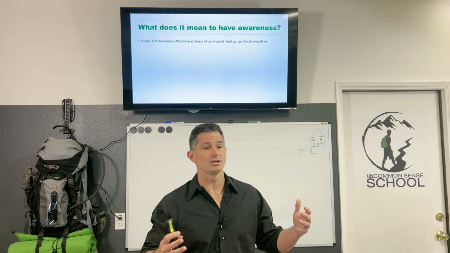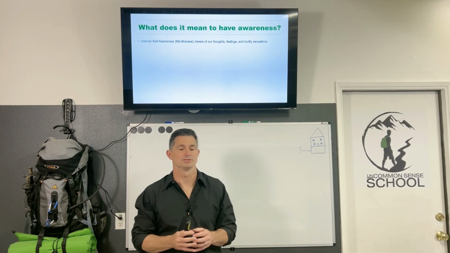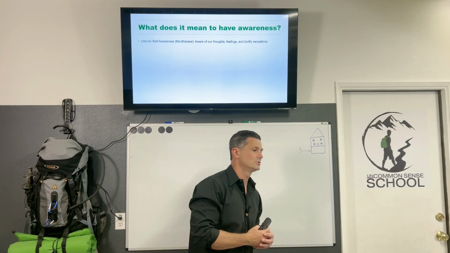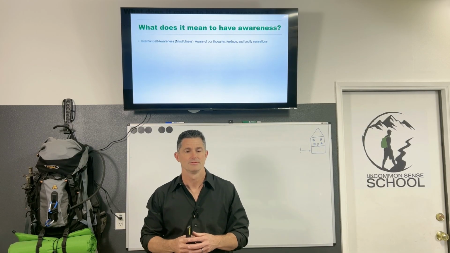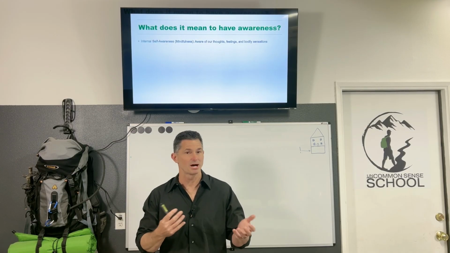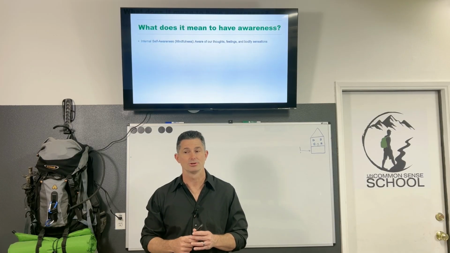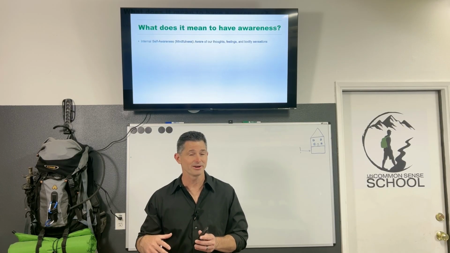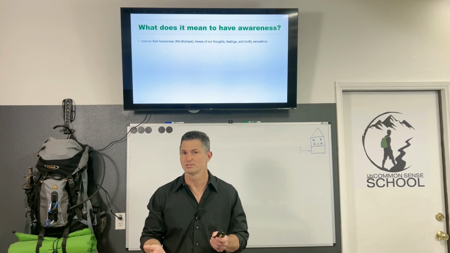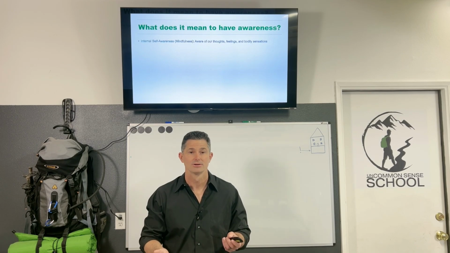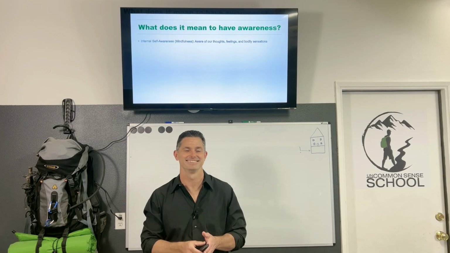So there are three, we'll call them heads, three forms of awareness. There's internal self-awareness, which most people would describe as mindfulness. That's where you're aware of your thoughts, feelings, and bodily sensations. You kind of know what's going on with you. Now, I would argue that a lot of people are sort of aware, but they don't really understand. If I was to ask you, what are your core characteristics that make you who you are? I don't think you'd have them ready to go, but you will later.